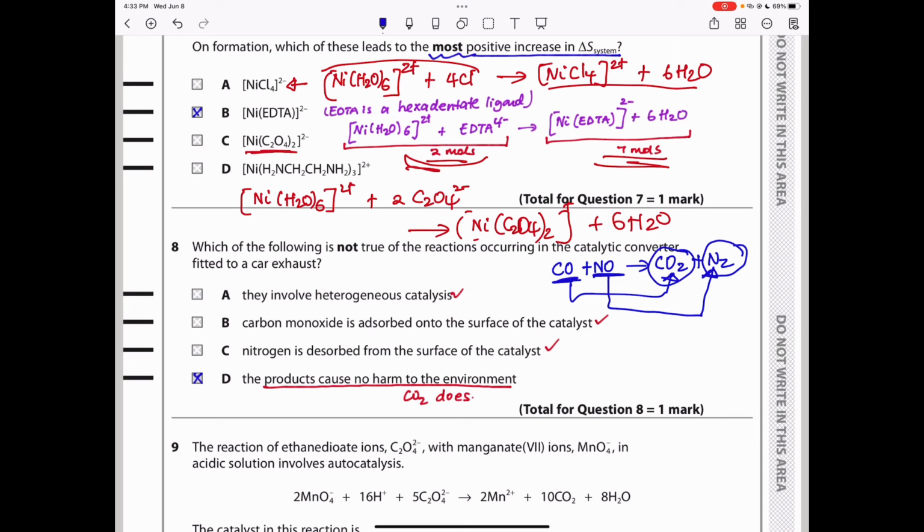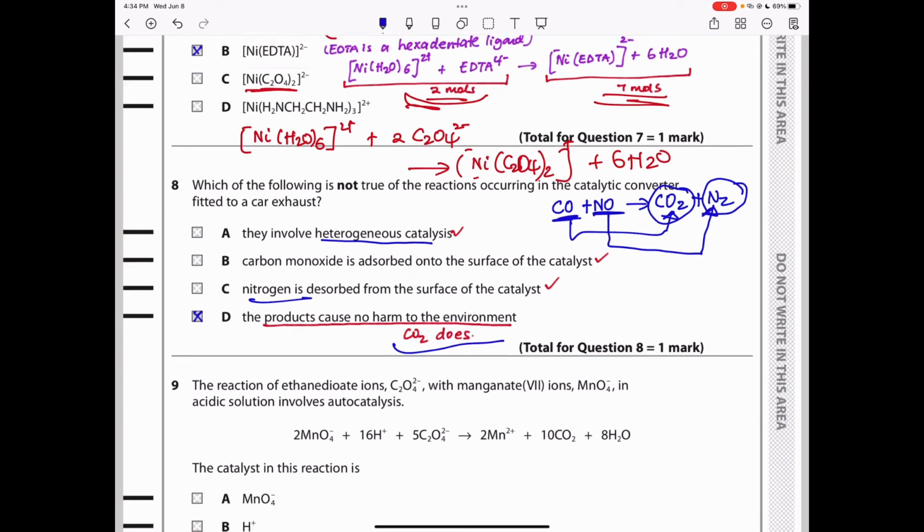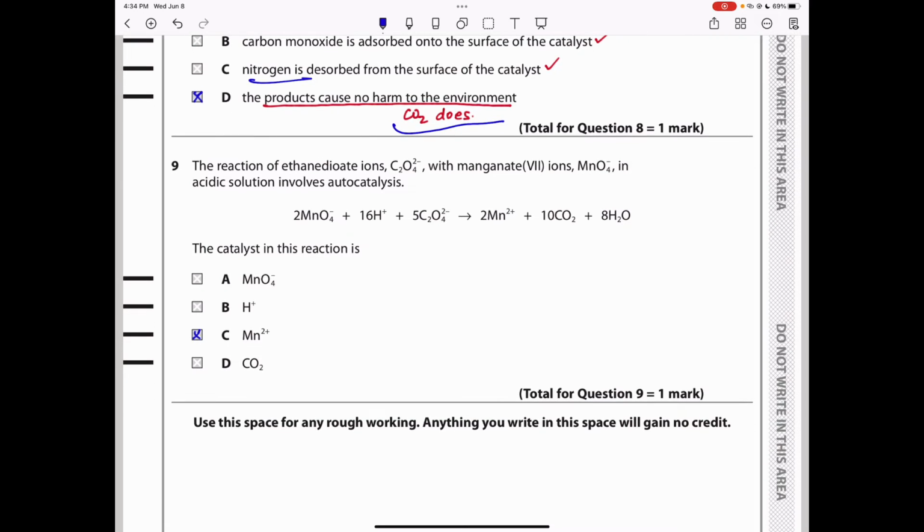So here, which one is most fair? They say they involve heterogeneous catalysts. This is correct, because the catalyst used is a solid and the reactants are gaseous, so that is a heterogeneous reaction. The carbon monoxide is adsorbed onto the surface of the catalyst. That is correct, because it's a heterogeneous reaction as well. And then nitrogen is desorbed from the surface of the catalyst. Of course, nitrogen is a product, so it's going to be desorbed after the reaction has occurred. And then the product causes no harm to the environment. This is wrong because some carbon dioxide is produced, and this is not necessarily harmless. It can cause some problems.